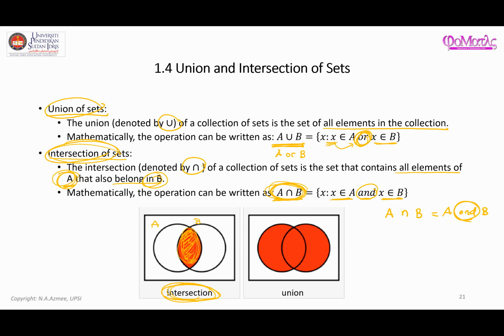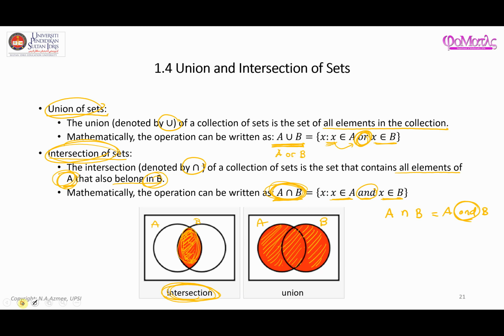Now, if you look at the idea of union of sets, we have A and B. A union B is the union of sets A and B here. We are referring to everything that is in A and also in B and also in this area where you have A and B together. So that's the union of two sets.